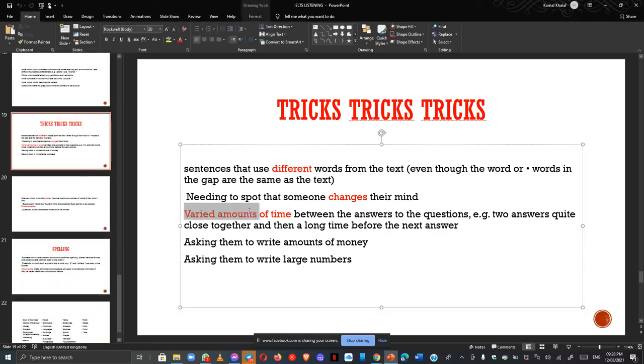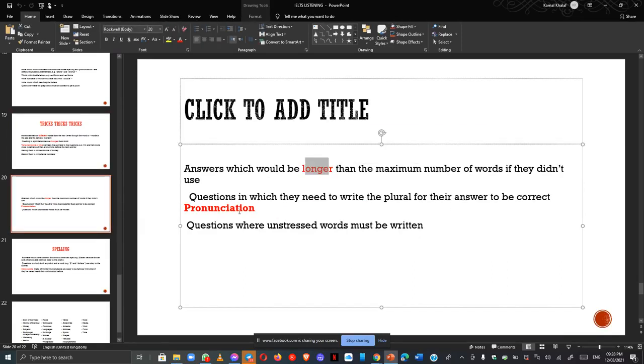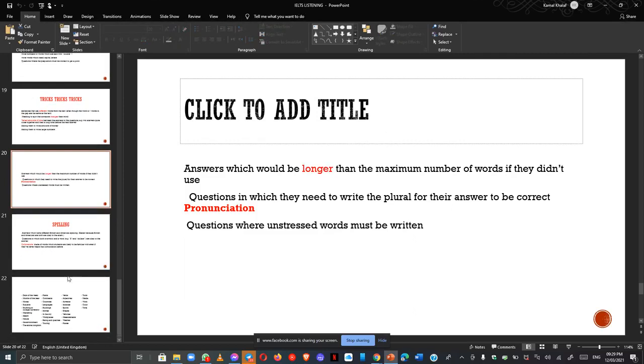In some cases, varied amount of time before the answers to the questions. You hear the answer for number 2, for example, then you wait a very long time before you get the answer for number 3. Don't get nervous. The idea is, bear in mind you have the keywords in the exam paper. Try to predict how the examiners will say it differently. An important issue here, again, I said that about pronunciation, about the long varied time between the answer for questions.